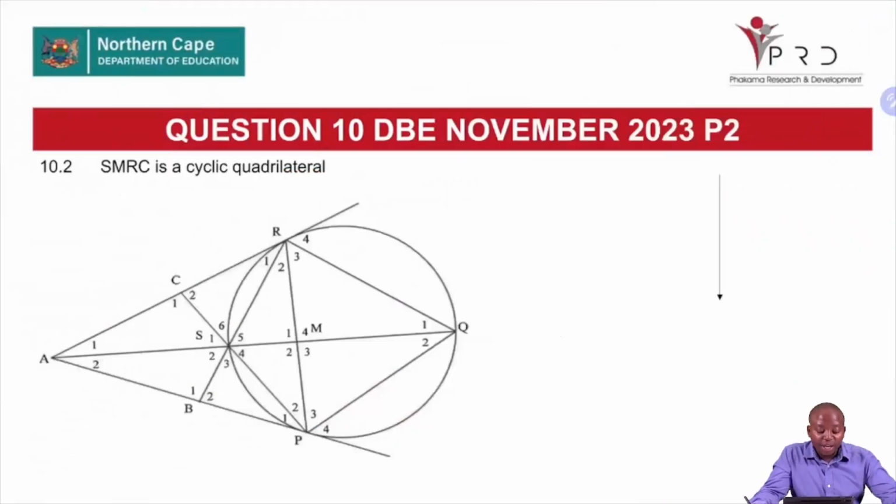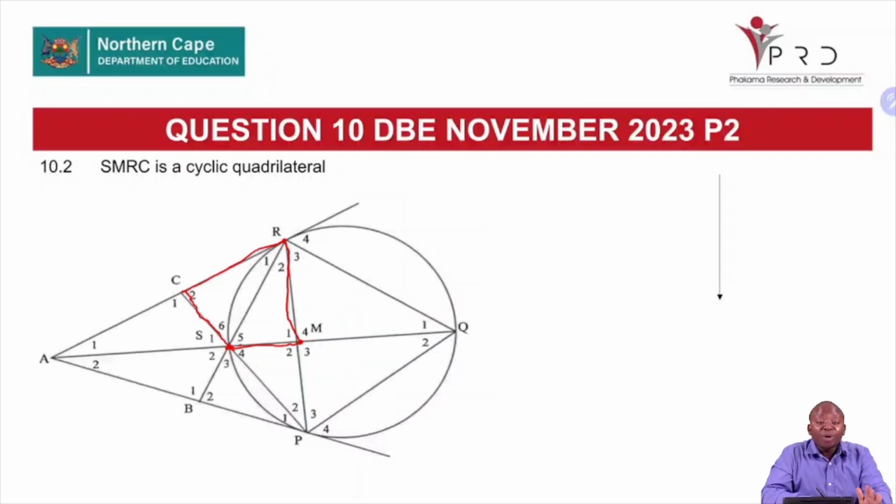Now, let us look at the second question, 10.2. Prove that SMRC is a cyclic quad. So SMRC is a cyclic quad. How would you prove that that is a cyclic quad?